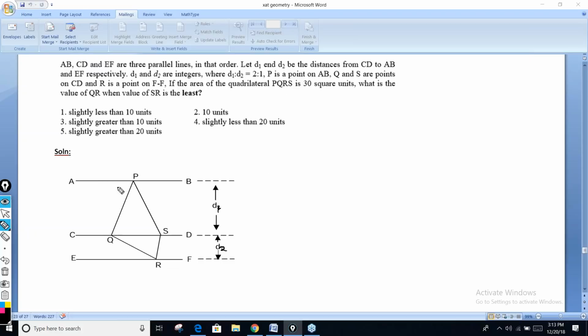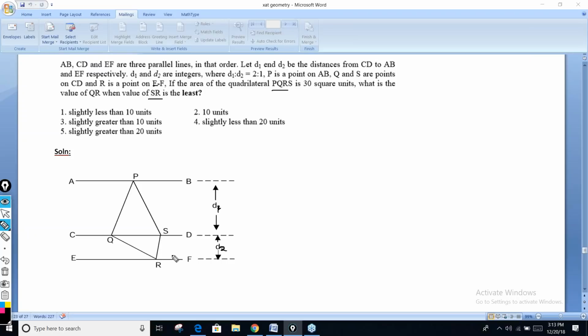P is a point on AB. Q and S are on CD and R is on EF. If the area of the quadrilateral PQRS is 30, this area is given as 30, what is the value of QR when the value of SR is the least?